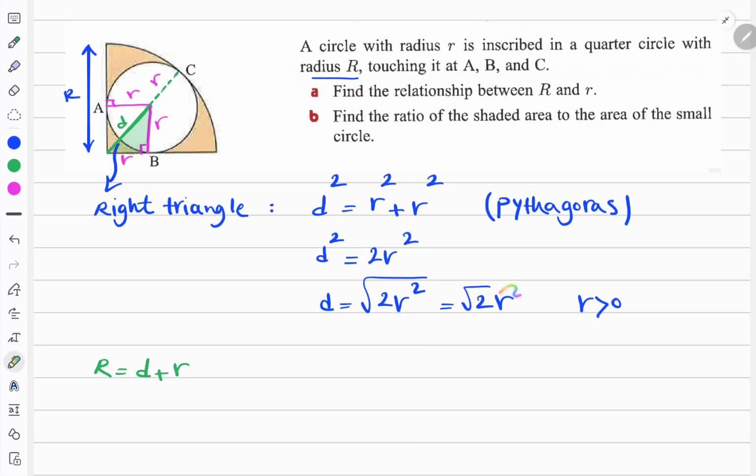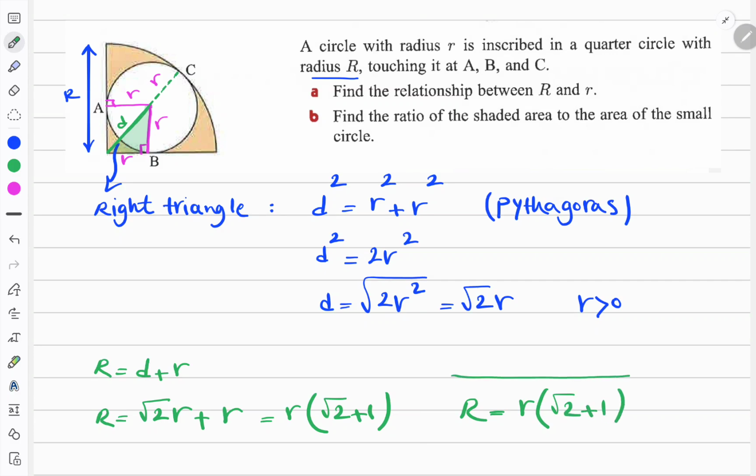So I'm going to substitute radical 2 r in this equation. Radical 2 r plus r, and I'm going to factor out r. So the radius of the quarter circle is the radius of the small circle times radical 2 plus 1. And this is the relationship between these two radii. So we solved part A of this question.